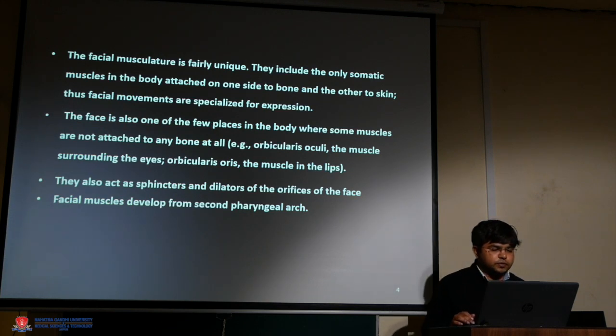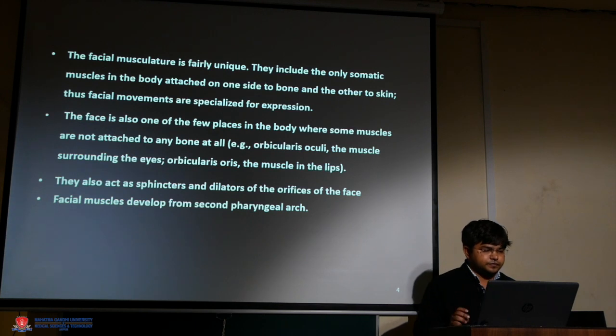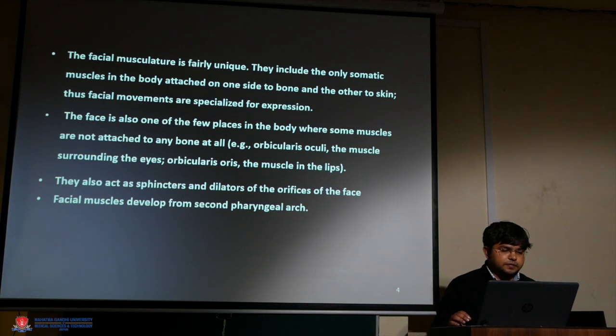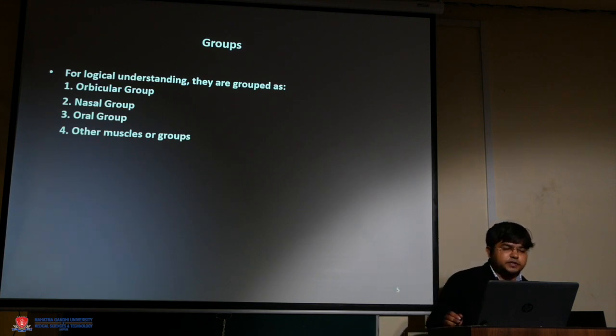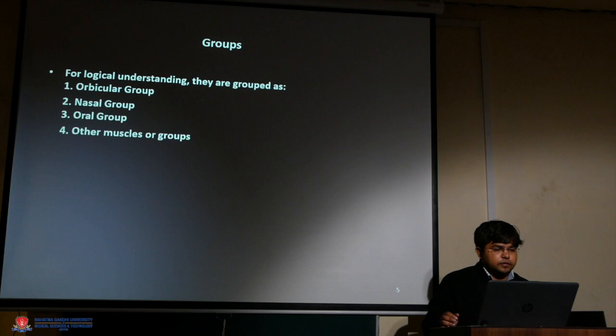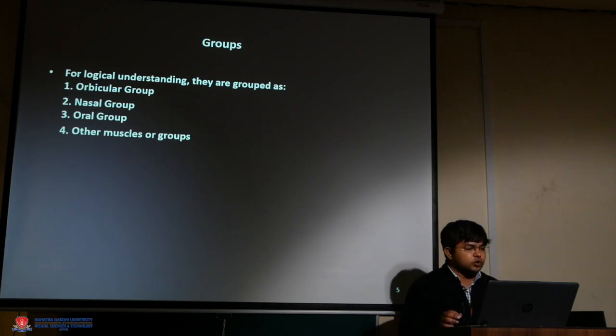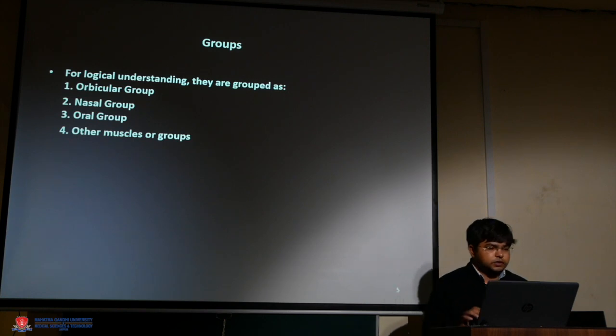The face is also one of the few places in the body where some muscles are not attached to any bone at all. They also act as sphincters and dilators of the orifices of the face. The facial muscles develop from the second pharyngeal arch. The facial muscles are divided into various groups. For logical understanding, we divide the muscles into four groups. The first is the orbicular group, the second is the nasal group, the third is the oral group, and the fourth is the other muscles group.